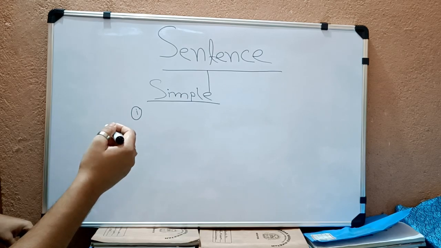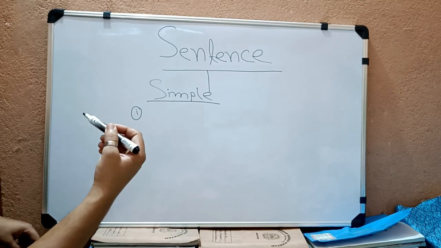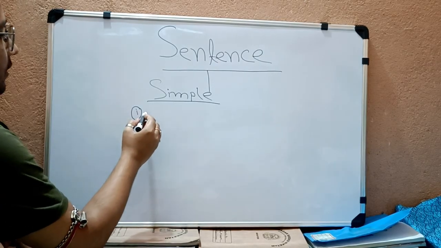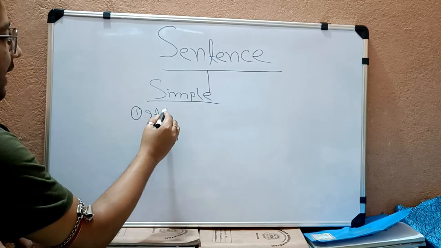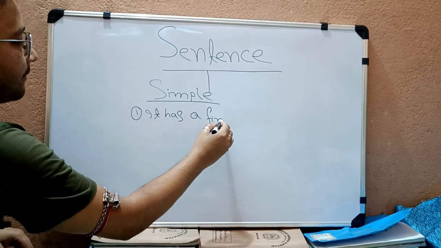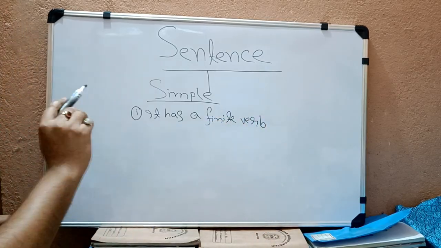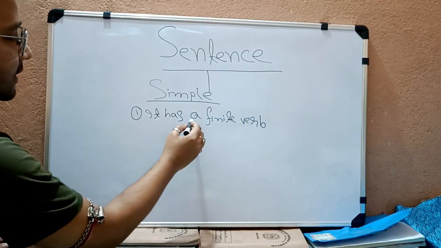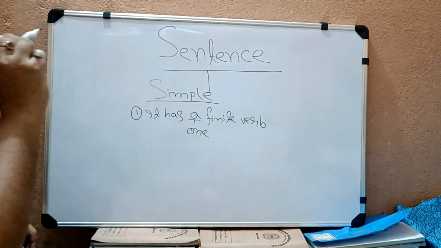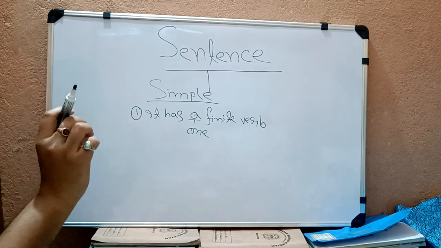You can differentiate a simple sentence from the three sentences. The first point is that it has a finite verb. It has a finite verb. That means here a means one finite verb. A sentence which has one and only finite verb is called a simple sentence.